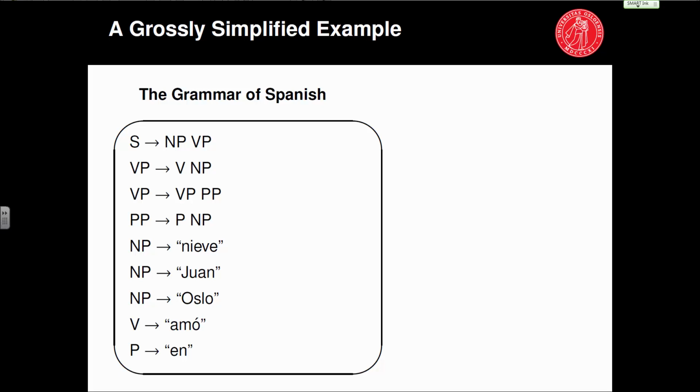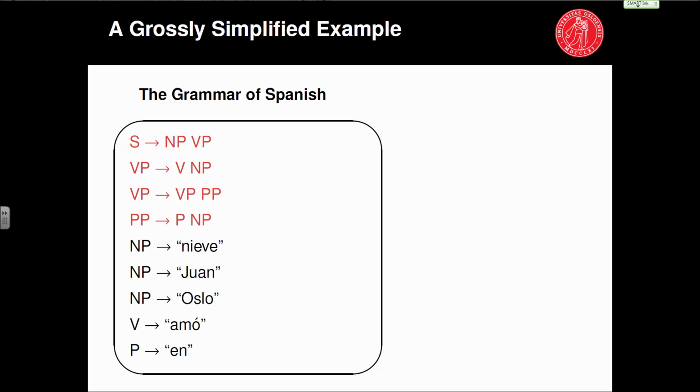So these are the structural rules of Spanish. They are actually very similar to English. And here are some rules where the right-hand side is a word. It's no longer a constituent category. So this is what we'll sometimes call the lexicon. And the words Nieve, Juan, and Oslo are all of the constituent category NP. The word Amo is of the category V, and the word En is of the category P. So that's all we know about Spanish.